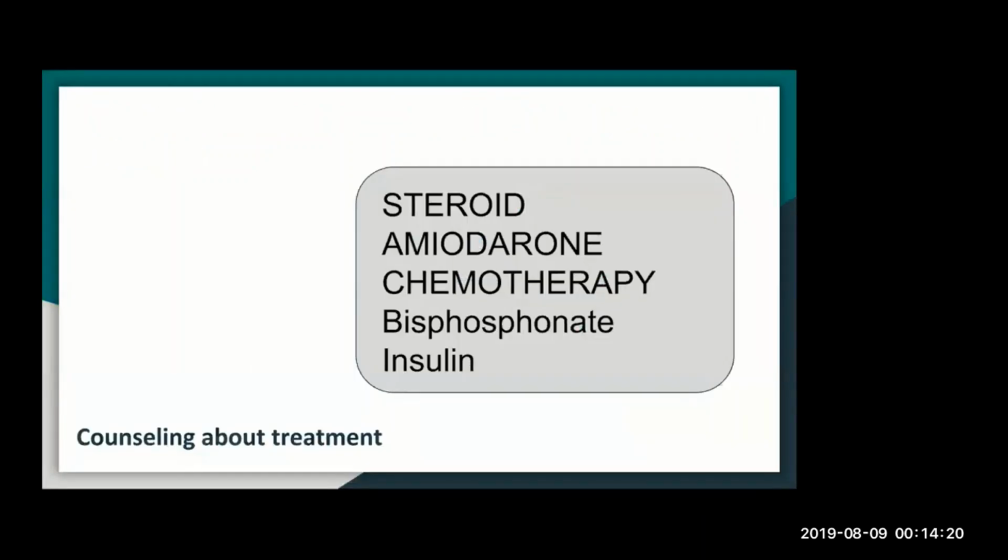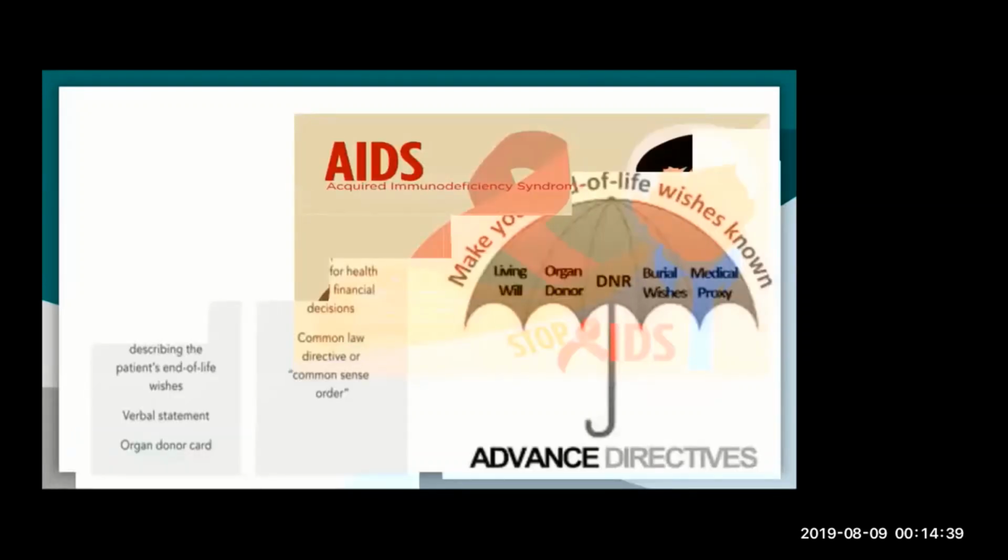The second type of counseling, or the third type, is counseling about treatment. There are many treatments which can have major side effects. For that, you have to counsel the patient about, like steroid, amiodarone, chemotherapy, bisphosphonate, insulin, and so on. Some other medication may appear also, like fingolimod for treatment of MS, like riluzole for treatment of motor neuron disease. Again, it is not the amount of information you know about the drug, but there are important points you have to tackle.